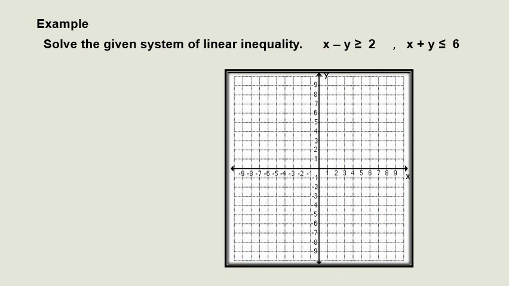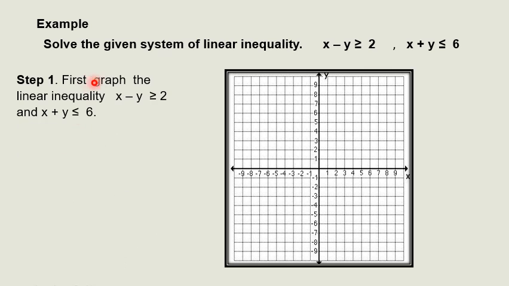Example: solve the given system of linear inequalities, x minus y greater than or equal to 2 and x plus y less than or equal to 6. First, we are going to graph the linear inequalities x minus y greater than or equal to 2 and x plus y less than or equal to 6. For x minus y greater than or equal to 2, I am going to use the x and y intercepts to graph this one. So (0, negative 2) and (2, 0).